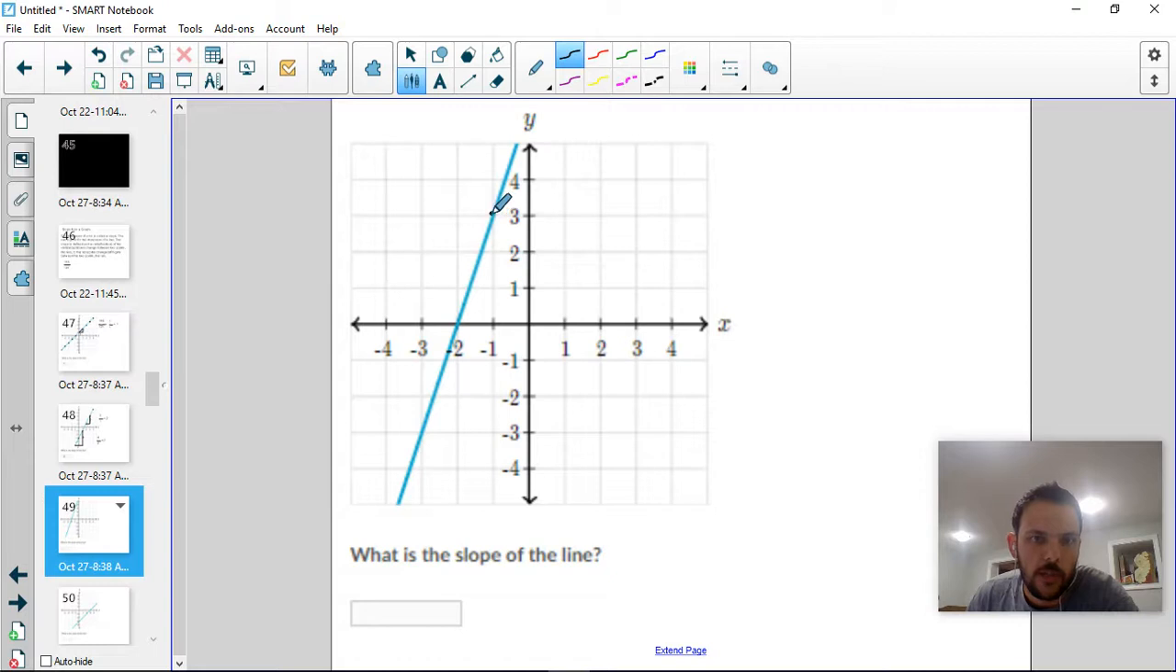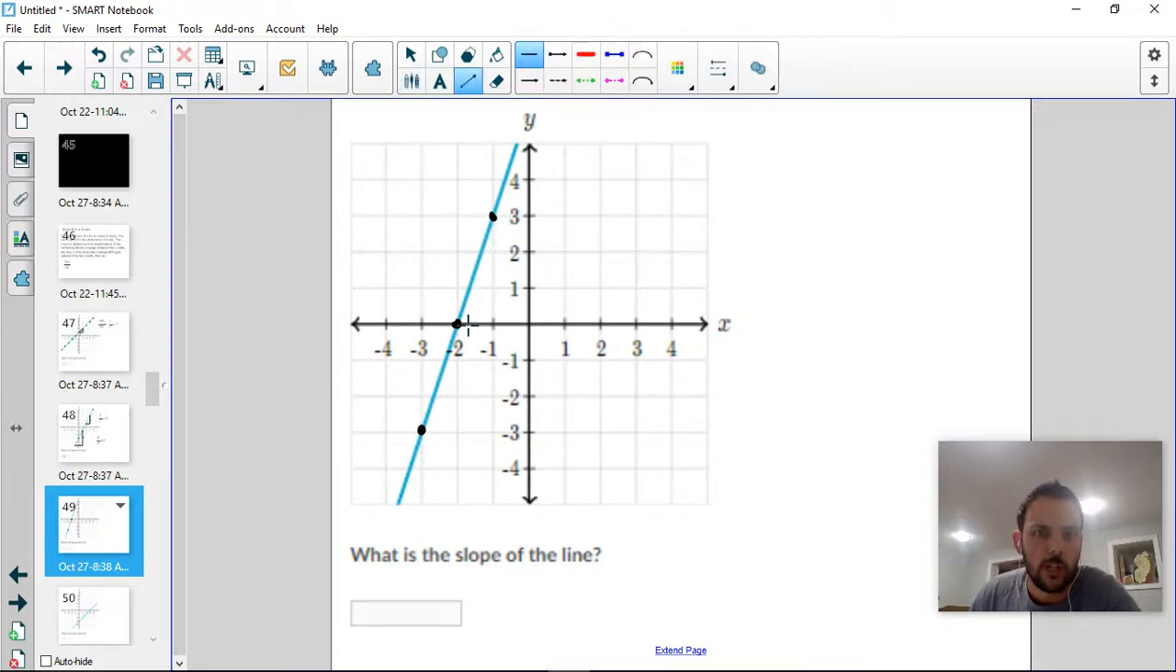Here's a point we could use. Notice we can't use this point because it doesn't go through a vertical line. I can't use this point because it doesn't go through a vertical line. Can't use this one or this one. I can use this point right here. Not this one, not this one. I could use this one right here. So this time I have 3 points I could use.